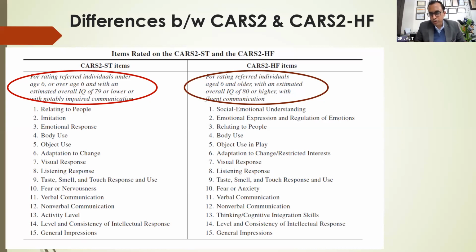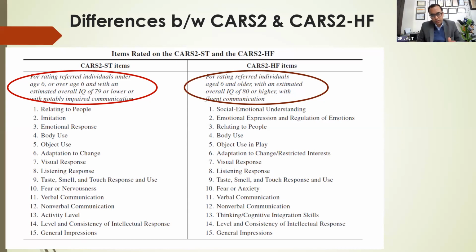Now, I'll be focusing today mainly on the CARS 2 standard division. I will not be focusing on HF, but just to give you clarity, what is the difference between the two? The CARS 2 standard is rated for individuals who are under 6, or those above 6 with an estimated overall IQ of 79 or lower. Whereas HF is done for referred individuals aged 6 and above with an estimated overall IQ of 80 or higher.